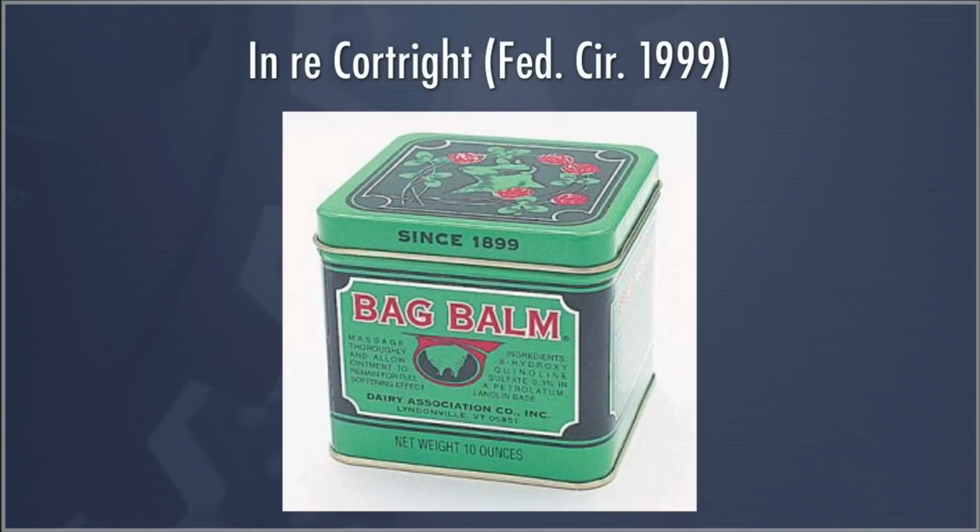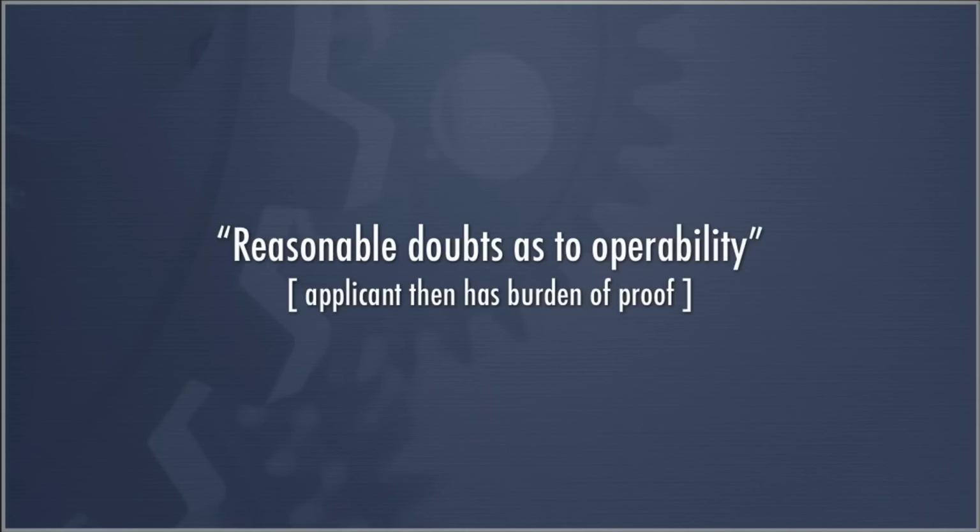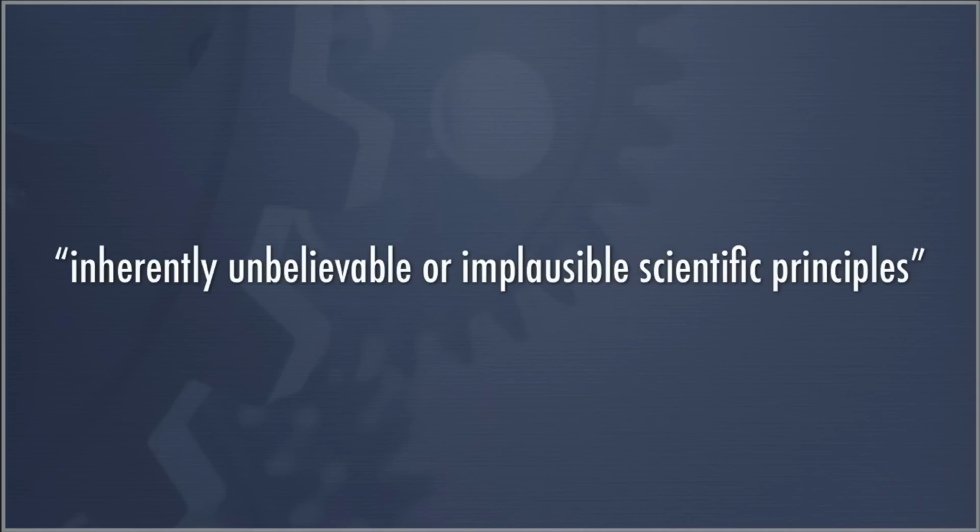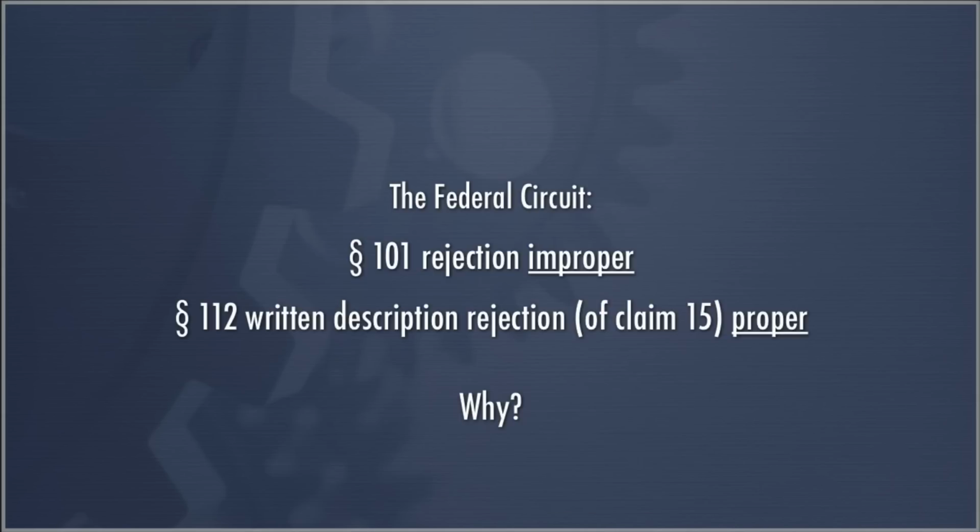The PTO rejected this claim, first for reasonable doubts. They said we doubt this works. The applicant came back, and the PTO said that the reason they are rejecting this for operability reasons is that it was inherently unbelievable or implausible that Bag Balm would be a baldness cure. On the Section 101 issue, the Federal Circuit holds that the Section 101 rejection was improper. It does uphold a written description rejection of Claim 15.